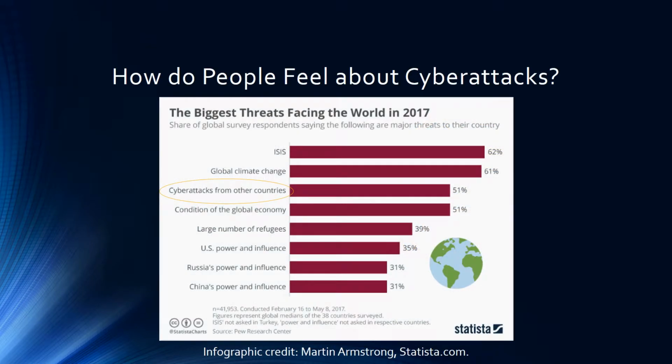Now, how do people around the globe feel about cyber attacks? As you can see here, this is an infographic from Statista.com using data from the Pew Research Center showing results from a survey of people in 38 countries across the globe. People consider cyber attacks from other countries as one of the biggest threats facing the world in 2017. And again, we touched on this earlier, but as technological dependency increases around the globe, so does vulnerability to cyber attacks. So unfortunately, this threat is here to stay.